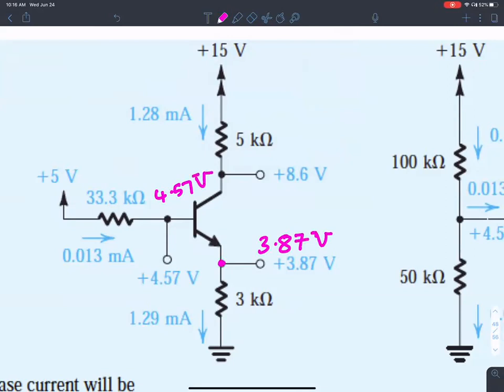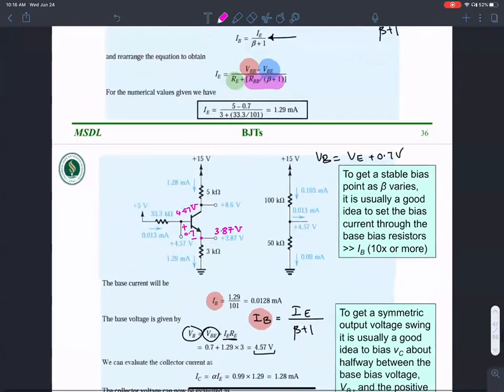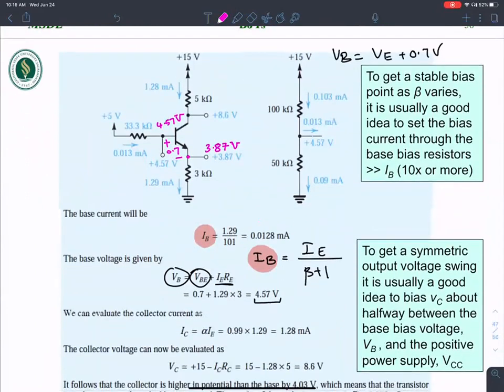As a matter of fact, we calculated this first and then added 0.7 to that to get a value for VB. Once I get a value for VB, I can move on to calculating the IC current.